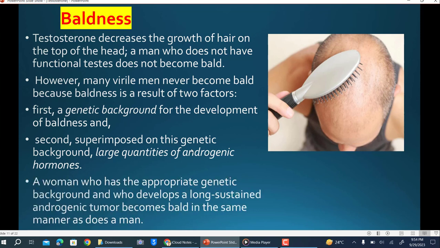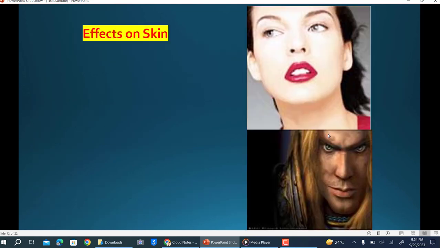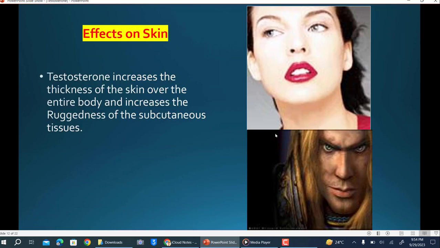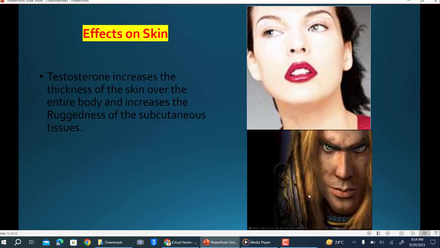A woman who has the appropriate genetic background and who develops a long, sustained androgenic tumor becomes bald in the same manner as a man. Effect on skin: testosterone increases the thickness of the skin over the entire body and increases the ruggedness of the subcutaneous tissue. Development of acne.